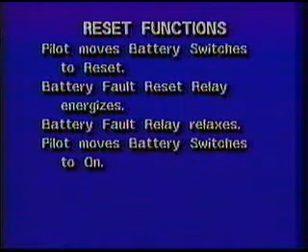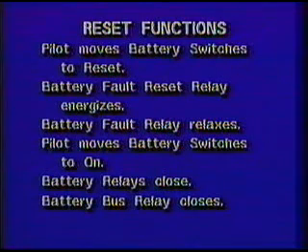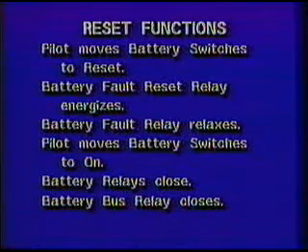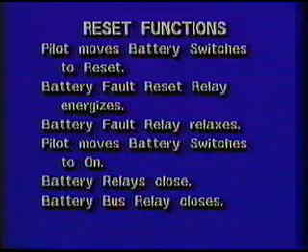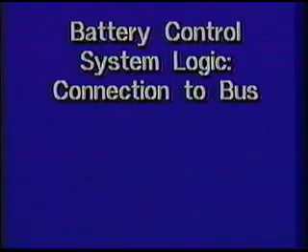The pilot now moves the battery switches to on. If there is not a fault in the battery feeder lines, each battery relay will close, and then the battery bus relay closes. But if there is an actual fault with the battery wiring, the fault system will detect it and disconnect the batteries and battery bus relay again. The logic of the battery control system is as follows.